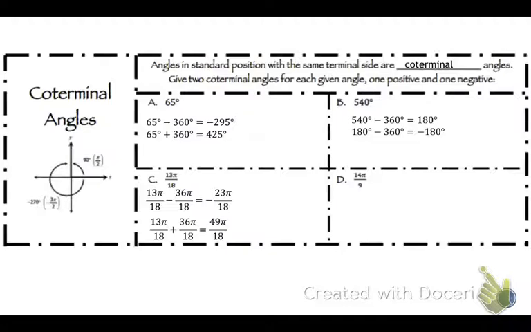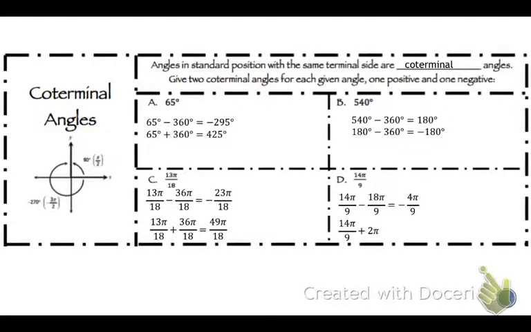Okay, now D, let's start again. So I'm going to have 14 pi over 9 minus 2 pi. Put that over 1. Now my common denominator is 9. So I'm going to multiply top and bottom by 9. And I get 18 pi over 9. So 14 pi minus 18 pi is negative 4 pi over 9.